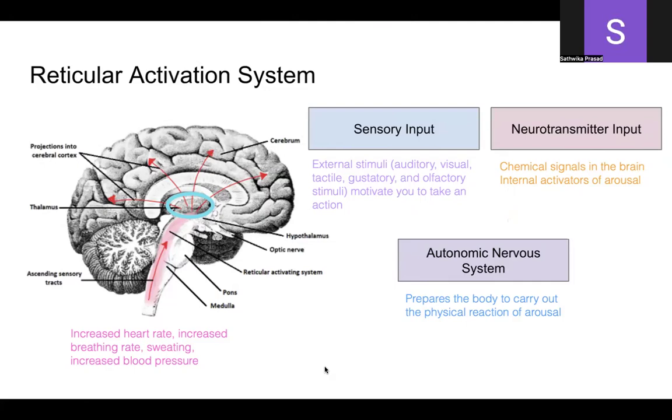For your body to actually carry out arousal, it needs a reticular activating system to activate, which is located deep in the brainstem, this pink region over here, and has projections to all parts of the body. And the reason this is so important is because it controls your autonomic nervous system, which is responsible for increasing your heart rate, breathing rate, sweating, blood pressure, etc., to prepare your body to respond to the stimulus, whether internal or external. So it encodes the physical reaction of arousal.